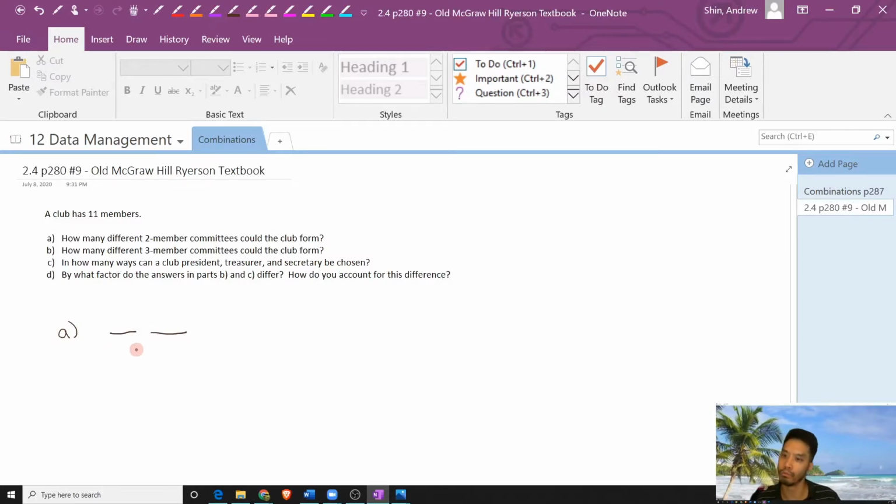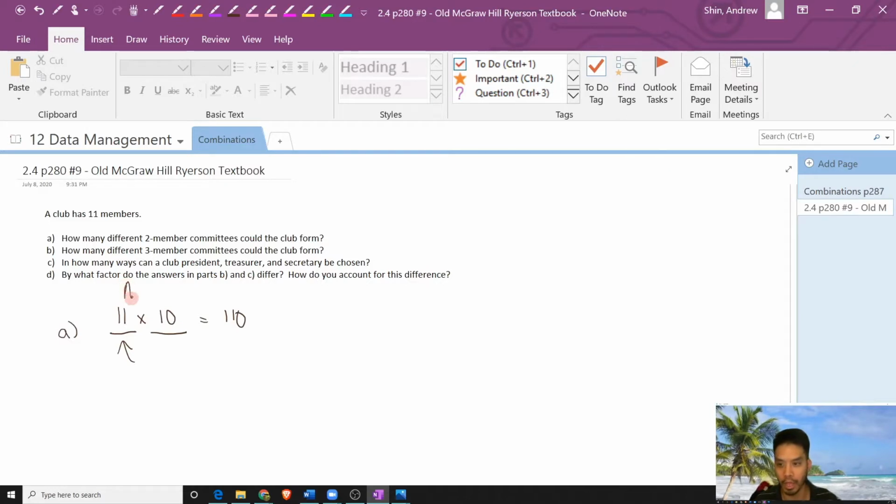What we can do is choose from 11 people for that first slot. And then for that second slot, we can have 10 people now, because we have one less person since we've chosen that. So here we can choose 11 times 10, which is going to be 110. But this is when order does not matter.